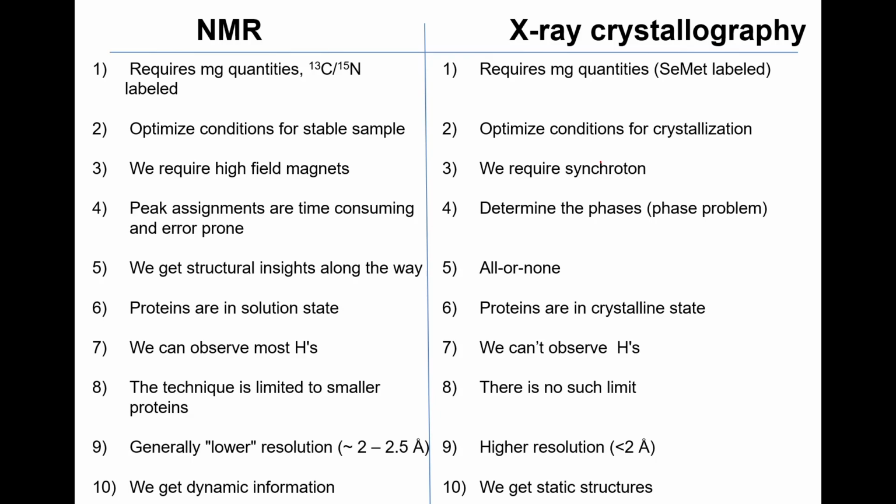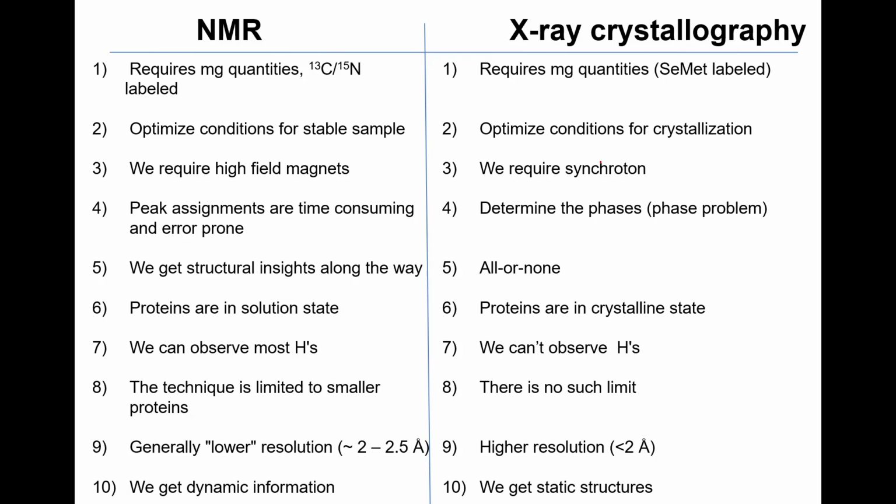In NMR, once you get these peaks of your protein, where each of the peaks is associated with an amino acid of your protein, you need to assign which peak is associated with which amino acid in the protein. Only then will you be able to model the three-dimensional structure of the protein. So that is a primary requirement in the NMR.